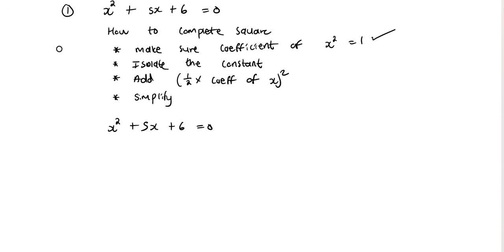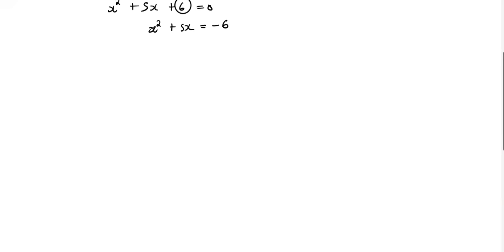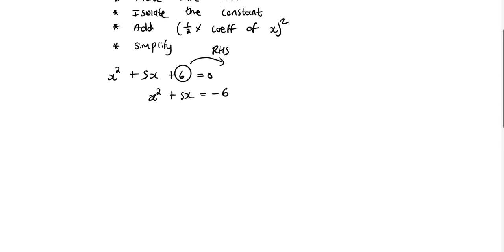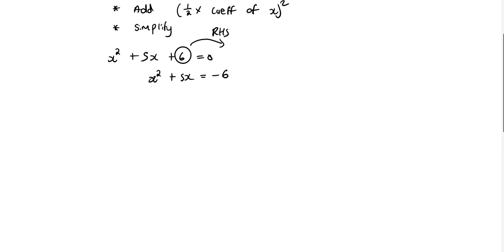The second step will be to isolate the constant. Here our constant is 6. So I will take the 6 to the right hand side and it becomes negative 6. So x squared plus 5x is equal to negative 6. Now, the third step is to add half the coefficient of x to both sides.